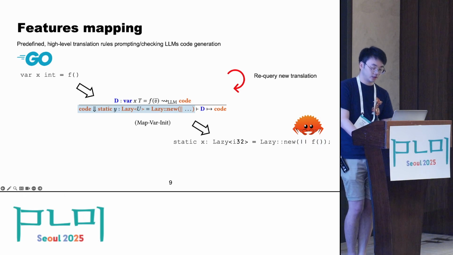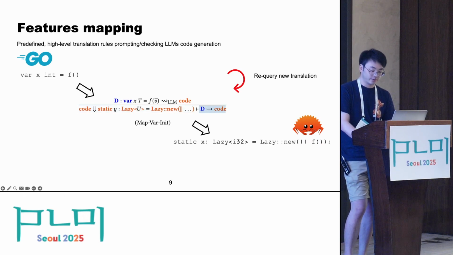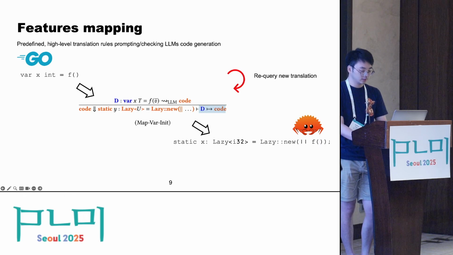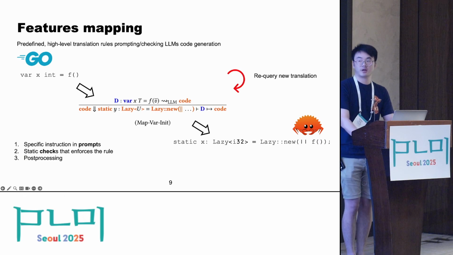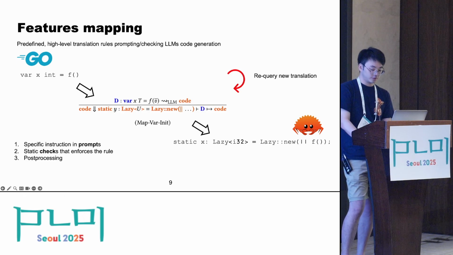Now, if the check fails, we discard the current translation and requery for another one. Once obtaining a code fragment that satisfies the desired pattern, we perform post-processing, which is not necessary for this simple case. So in summary, a feature mapping rule comprises three parts: a specific instruction in the prompt, the static checks that enforce the rules, and necessary post-processing steps to instrument the code.